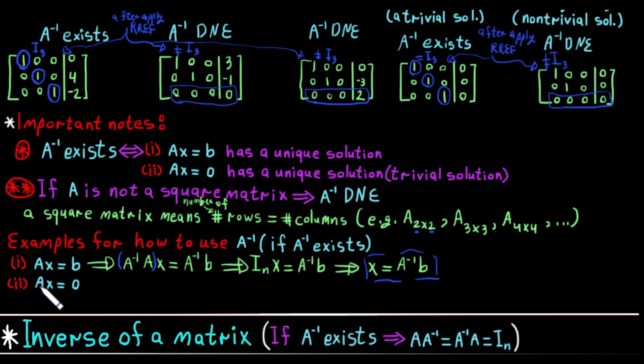For this homogeneous system, Ax equal to 0, the same thing, we have to multiply from the left by A inverse. Exactly the same process as here, but here we have 0. So from the left we multiply by A inverse on both sides. So A inverse multiplied by Ax equals A inverse multiplied by 0.